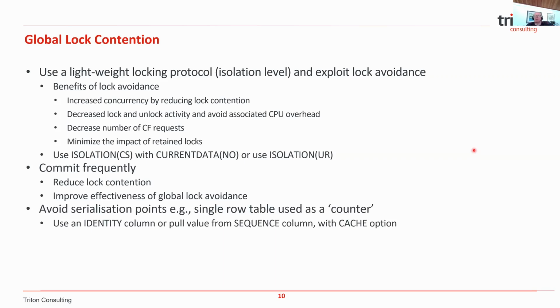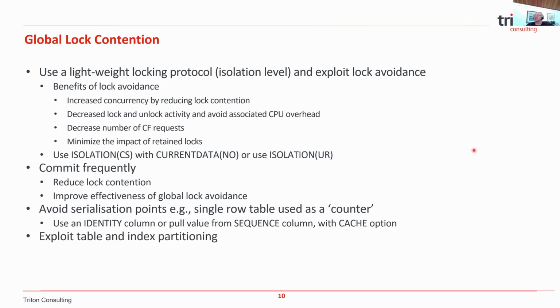Another point to bear in mind is to avoid serialization points. An example of this is where people have maybe a single row table, which is used as a counter, as a way of generating a unique identifier. Those always become a serialization point, and also an availability issue should a particular member go down. So it's much better from a performance viewpoint to use an identity column or a sequence object with a cache option to provide a much more efficient way of generating that unique identifier.